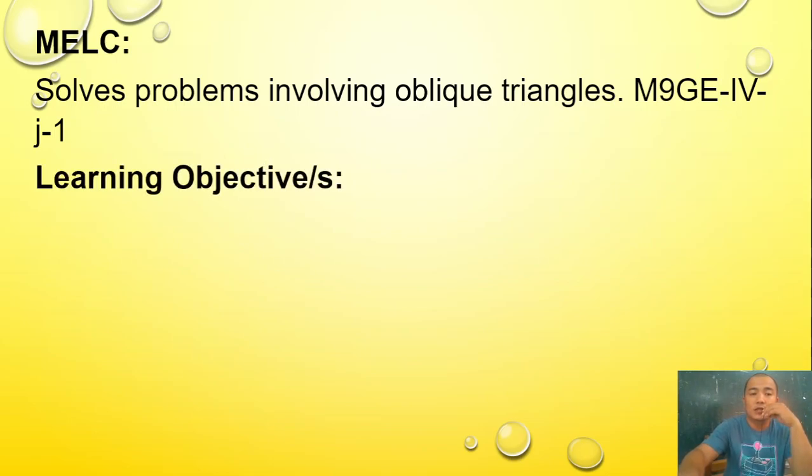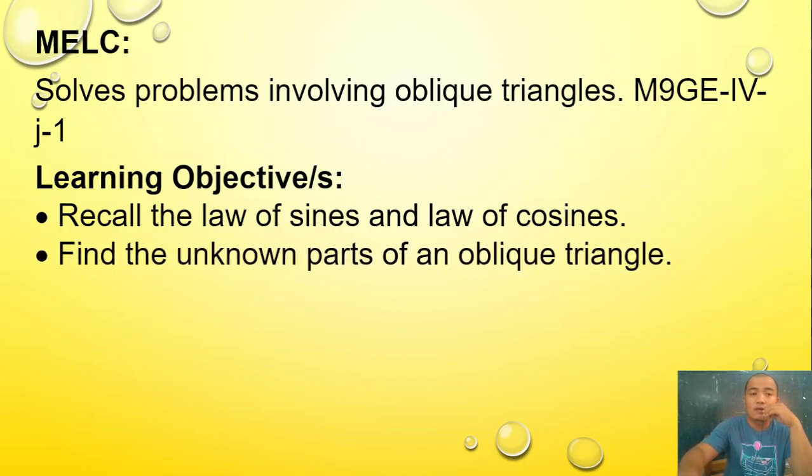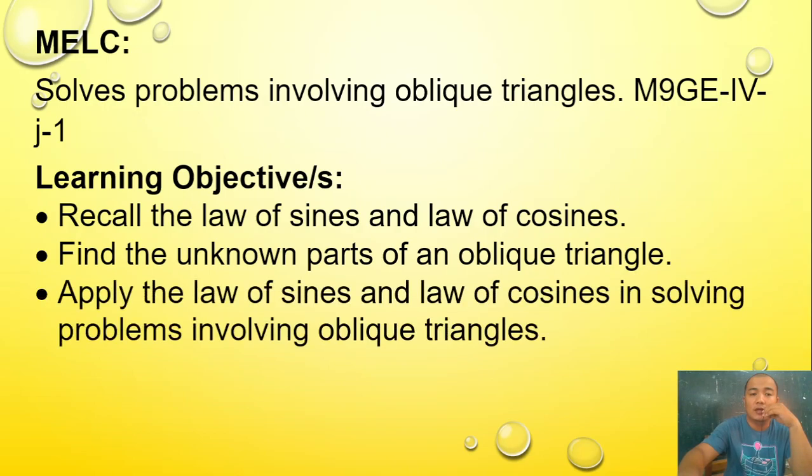For the learning objectives, we have number 1, recall the laws of sines and cosines. Find the unknown parts of an oblique triangle. Apply the law of sines and law of cosines in solving problems involving oblique triangles.